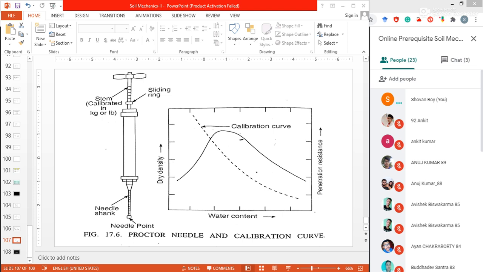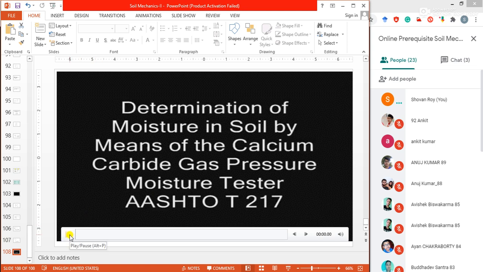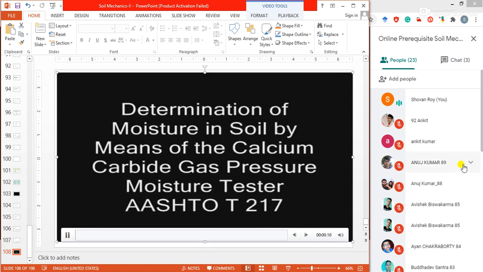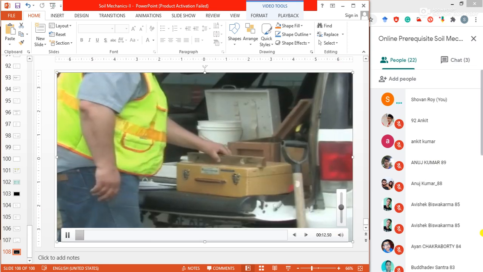So normally I have one video you can see through which we can calculate the water content. Another name of this test is speedy. This video demonstrates the procedure used to determine the soil moisture in the field with the calcium carbide gas pressure moisture tester, also called the speedy moisture tester.